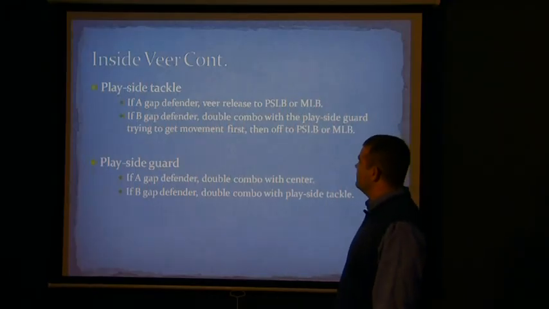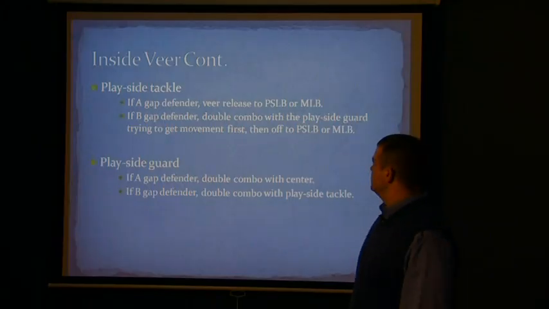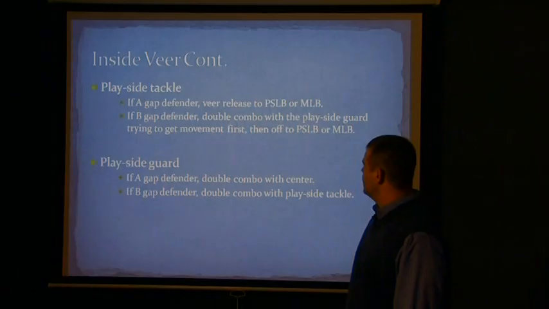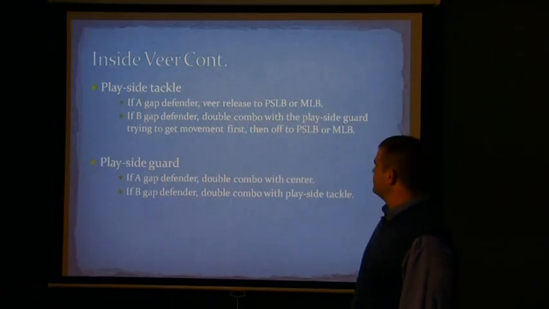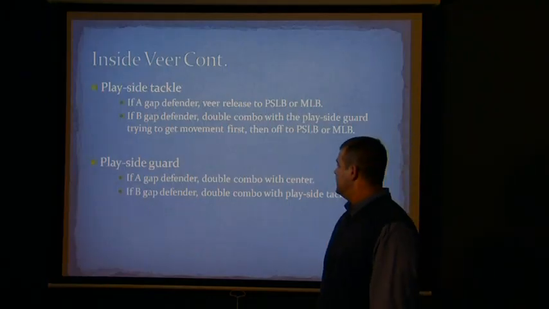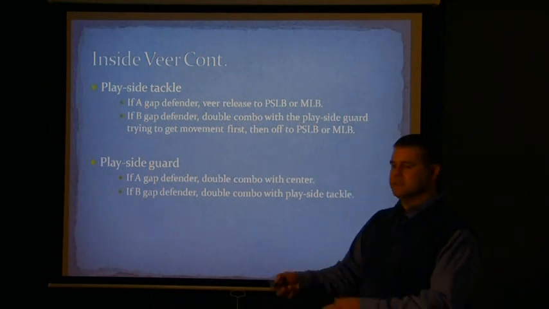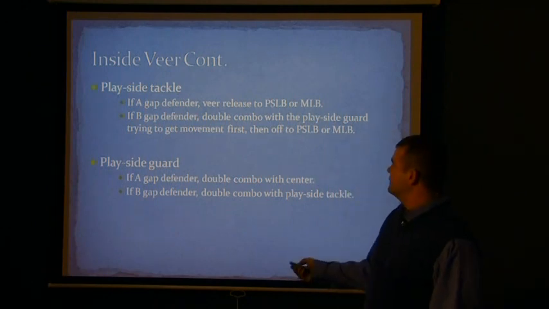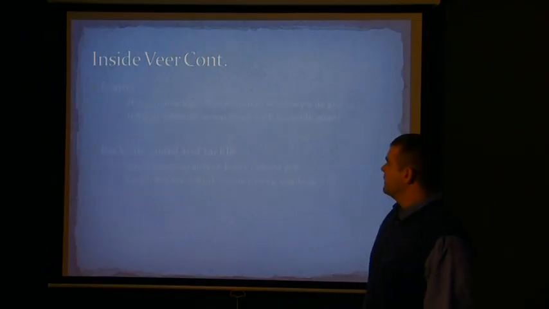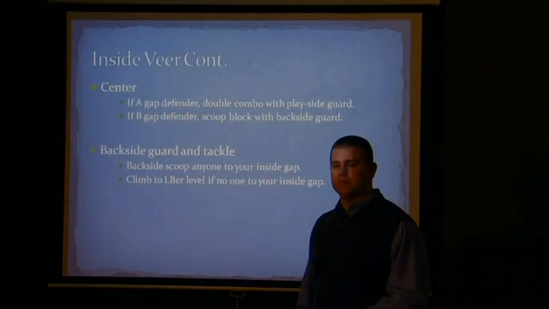Okay, so if you have a B-gap defender, things change a little bit, now that we have to double that B-gap defender. We want to get big movement on him because that's where our fullback's going to want to cut. Play side guard will double an A-gap defender, and he'll double that with the center. And if you have a B-gap defender, then again, he's doubling with the tackle. A lot of those things are going hand in hand here, and you can see the concepts. And we will run inside veer to both the A and B gap.